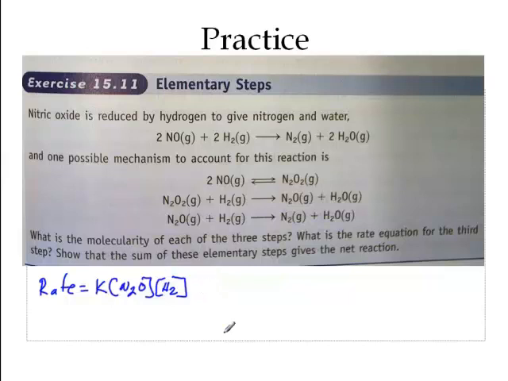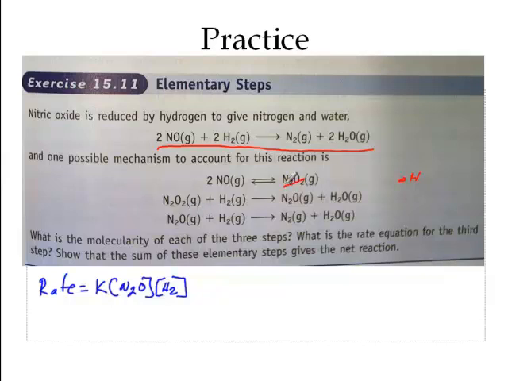And then this last one: show that the sum of these elementary steps gives the net reaction. Okay, so up here is our net reaction, right? And just like our Hess's law stuff, of course without all the delta H's over here, we don't have to worry about that. We've just got to cancel out things that appear on both sides, those things that we call intermediates. So let's see.